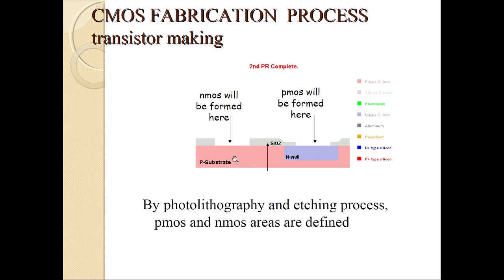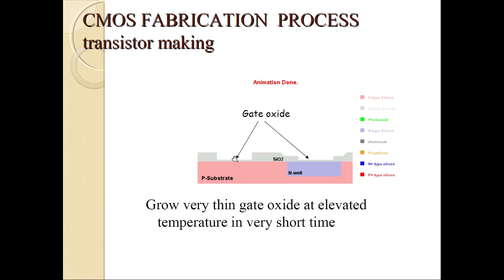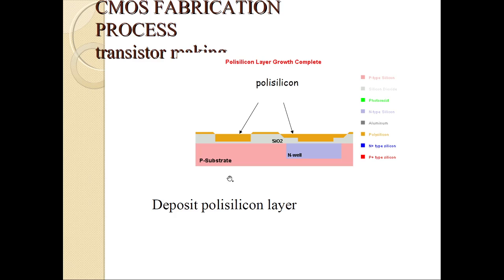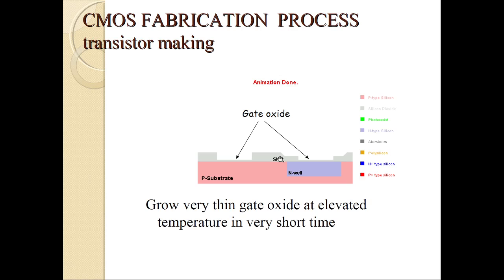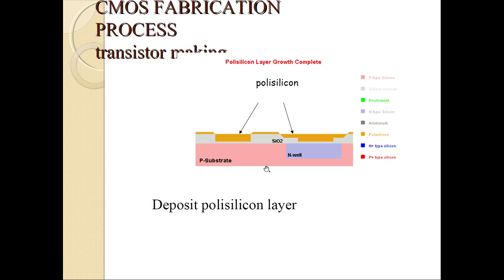Again the same process is carried out. The gate oxide is placed over there, and again I will go for the polysilicon. Why am I going for polysilicon? Because I have to connect the gate terminal; polysilicon is connected to the gate itself.